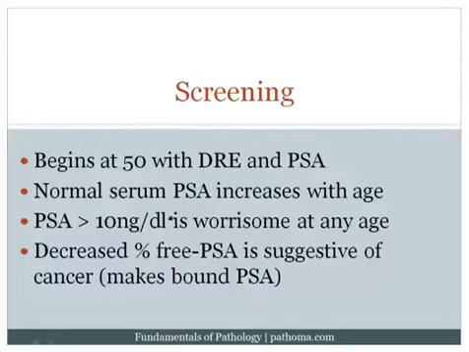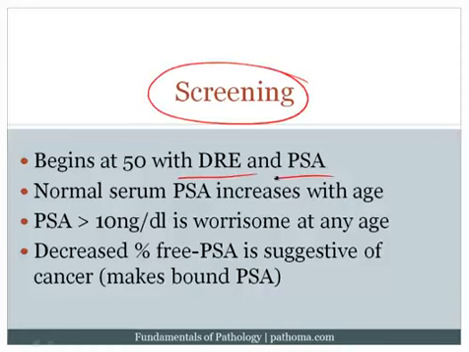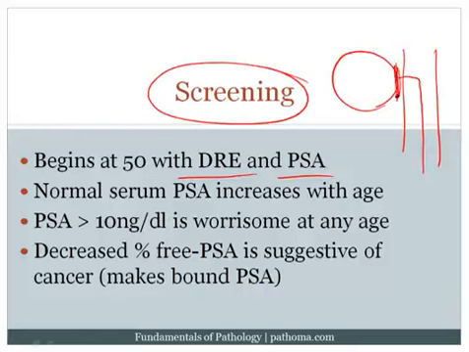Therefore, in order to detect prostate cancer, we need to screen. And so screening begins at the age of 50 with both digital rectal exam and PSA. Now recall that if this is the prostate here, and it sits anterior to the rectum, then the digital rectal exam is actually analyzing the exact location in which prostate cancer usually occurs. Because remember that prostate cancer usually arises in the posterior periphery of the prostate.